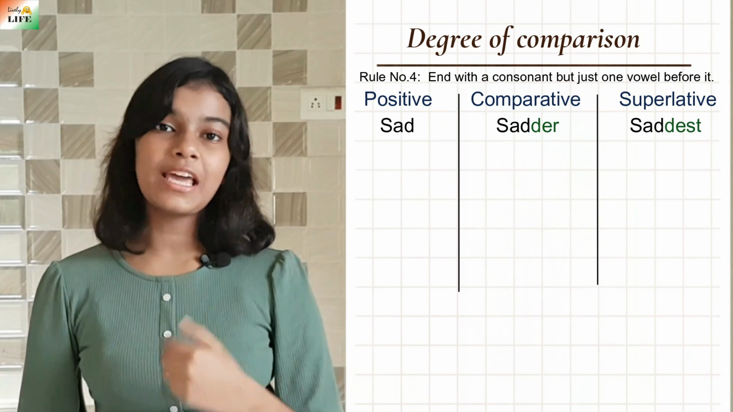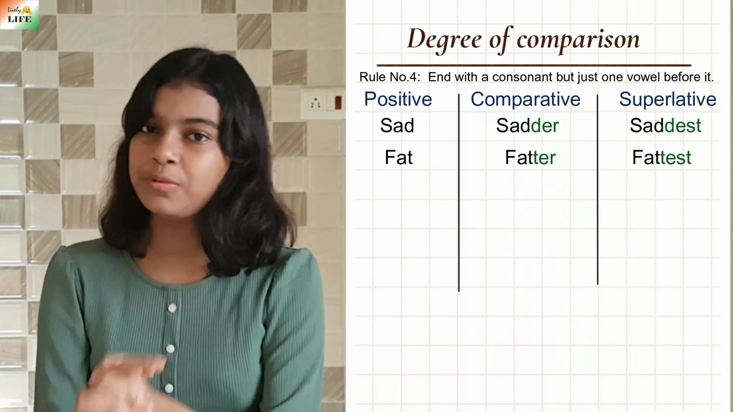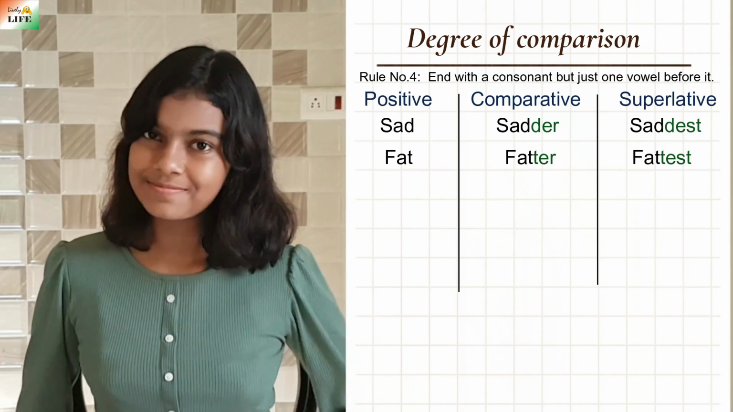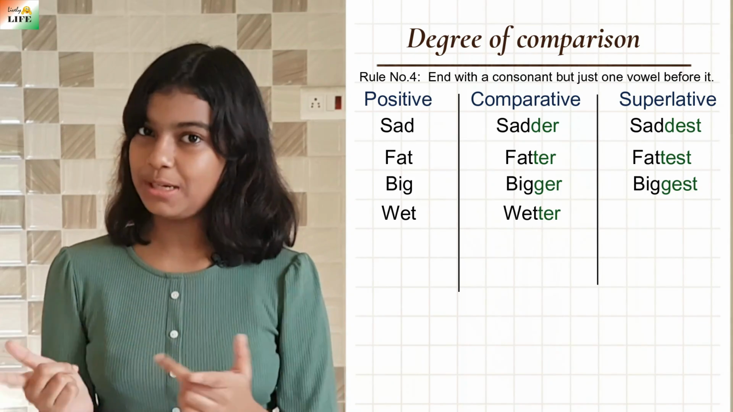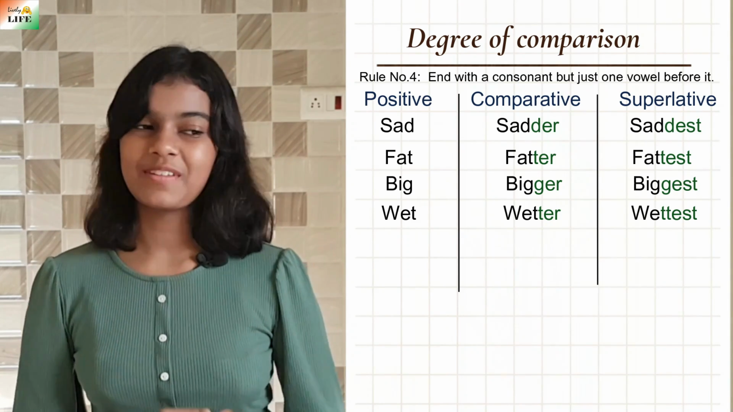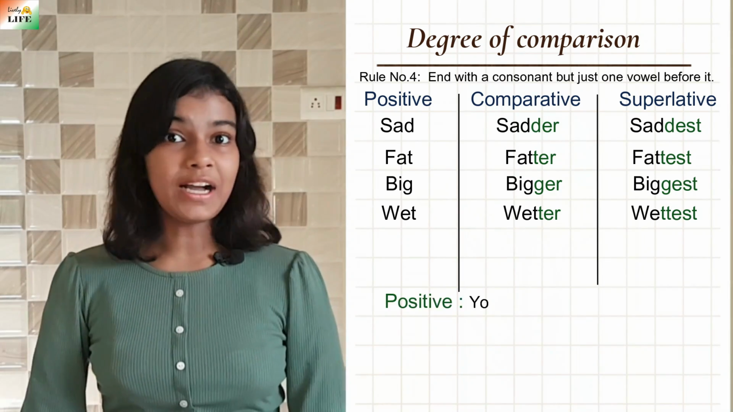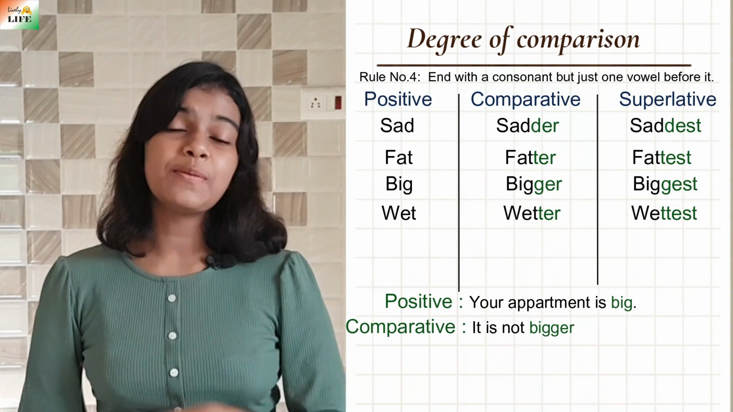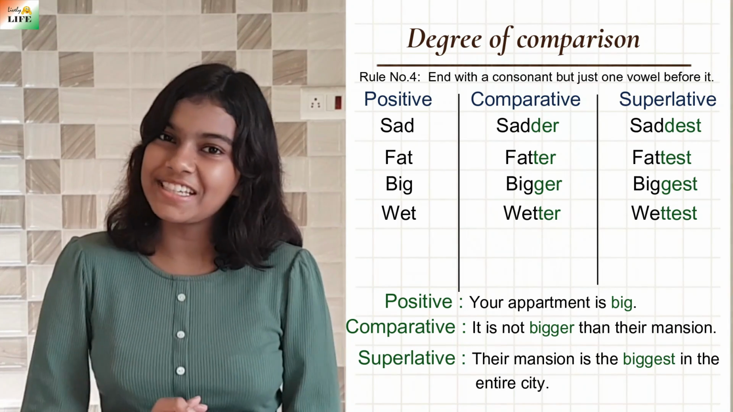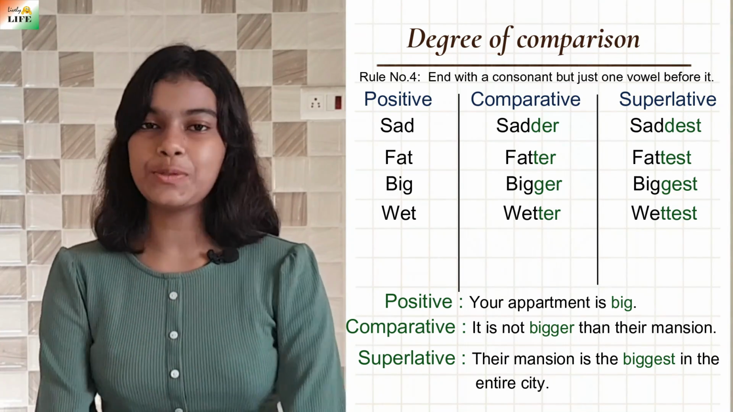Some more examples of these types of adjectives. Fat. Fat also ends with one consonant and has just one vowel before it. So fat, fatter, double T, the fattest. Big, bigger, double G, biggest. Wet, wetter, double T, the wettest. So that is how we use this one. Your apartment is big, but it is not bigger than their mansion. Their mansion is the biggest in the entire city. Big, bigger, the biggest. So these were some extra rules that you need to remember.